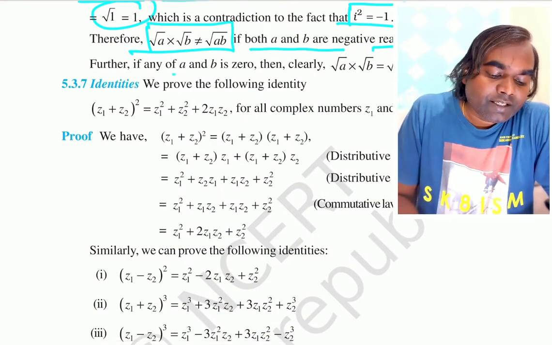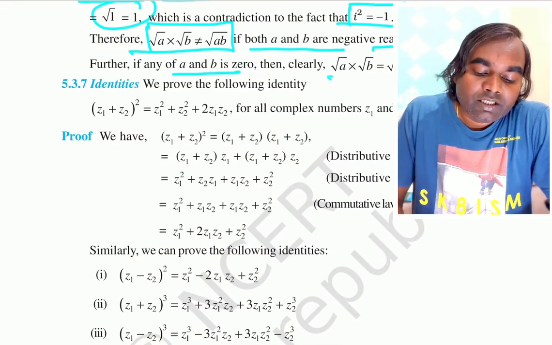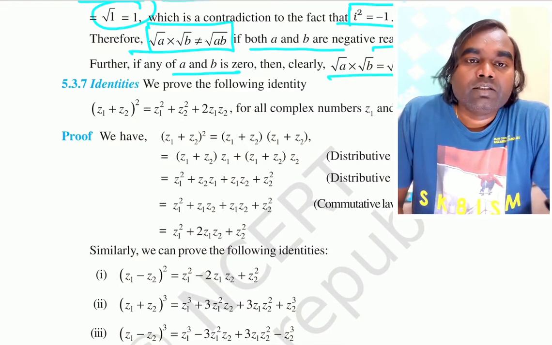And further, if any of a and b is 0, then this product is 0.